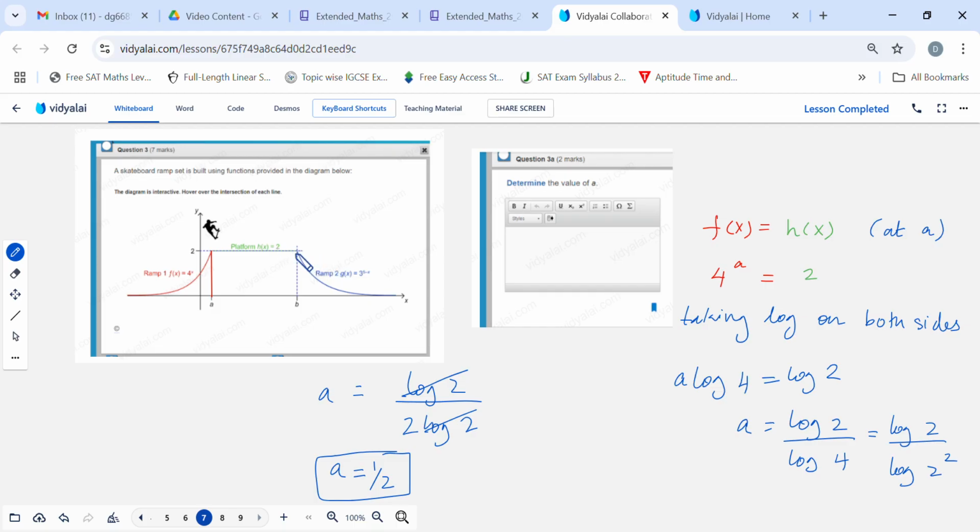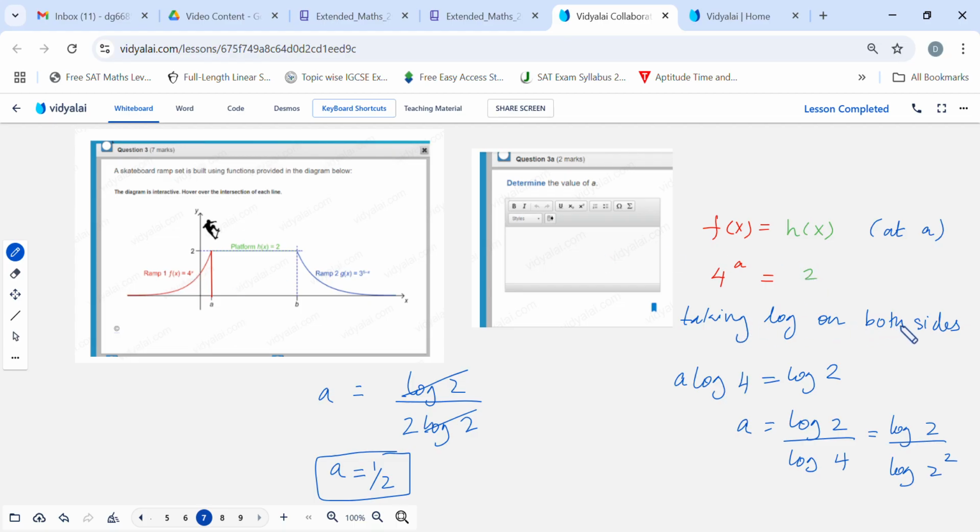Then we have ramp 2 whose equation is g(x) = 3^(5 - x). We have to determine the value of a. So A is the point which is formed at the intersection of ramp 1 and the platform. So f(x) = h(x) at A. That is, 4^a will be equal to 2.